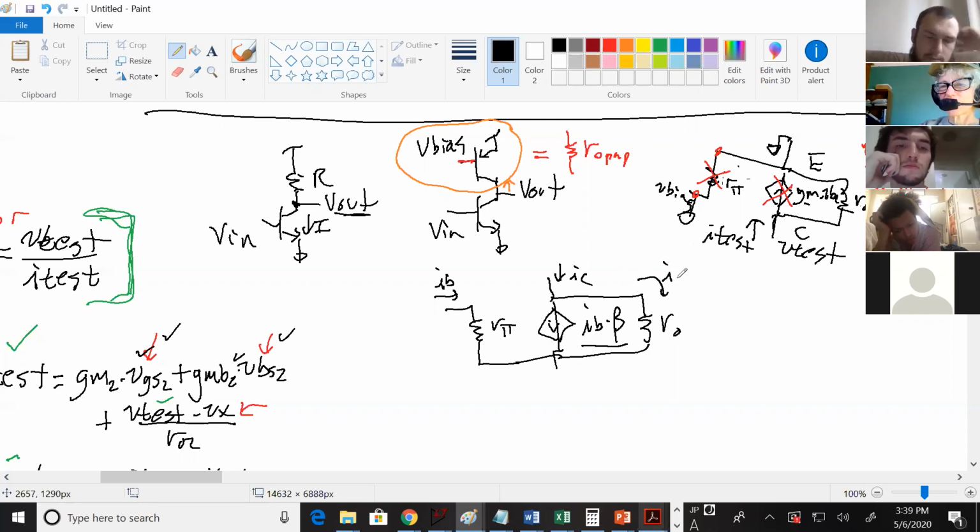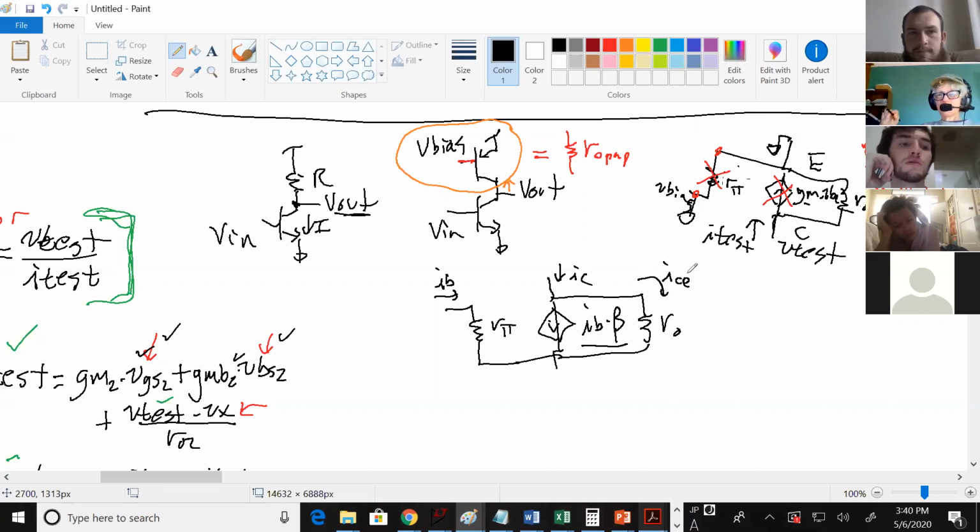Plus, you also have some current going through RO. So the IC equals beta IB ignores base width modulation, but this model takes it into account.